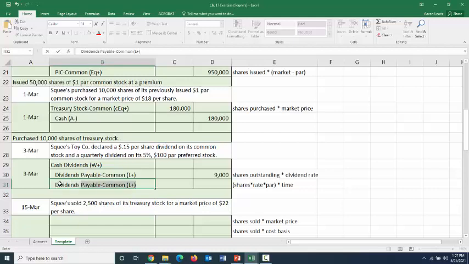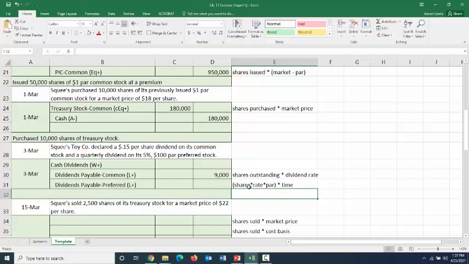For preferred, we have to create a liability even though we're not actually paying it right now. But we're going to use a different formula to get there. The formula to figure out the amount of dividend you have to pay for preferred is the number of shares outstanding times the stated rate on your preferred stock times the par of your preferred stock.